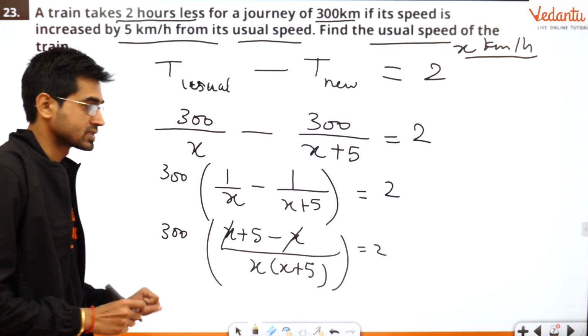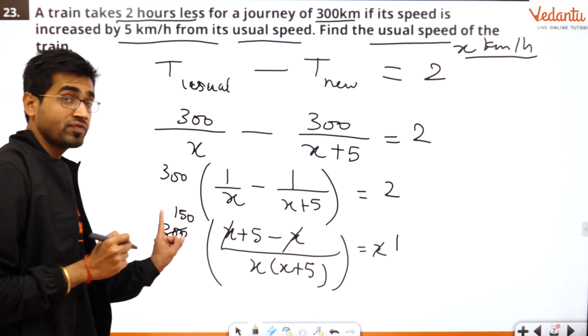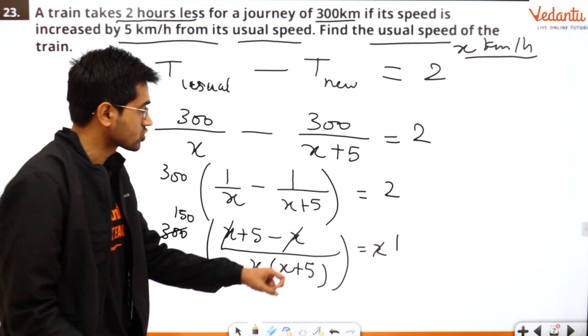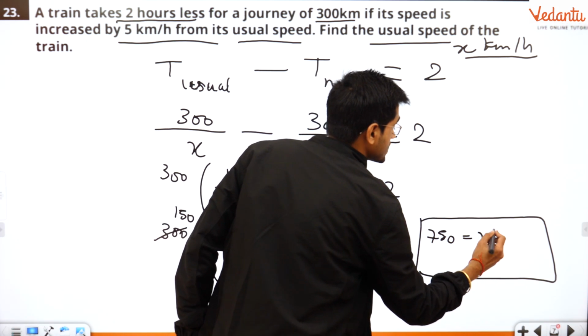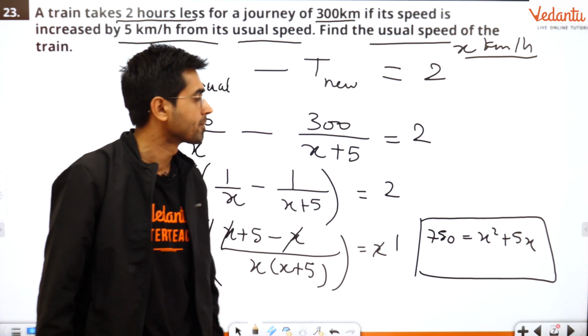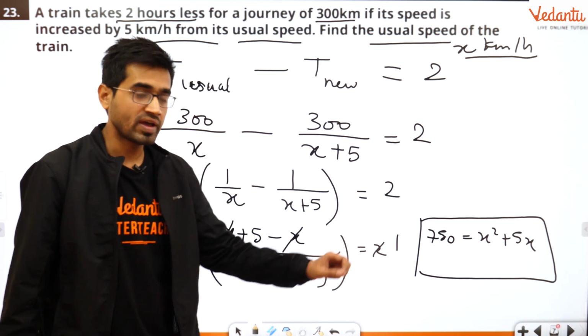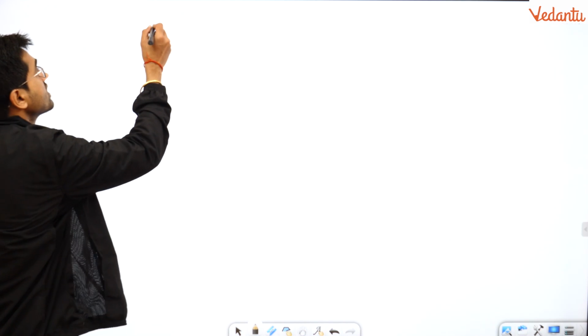So you can cancel this. 2 ones are 2, 2 150s are 300. Now 150 into 5 is 750. So 750 is equal to x square plus 5x. Wait, I'll tell you the trick also. Don't worry, I'm here. I'm going to solve it on the new page so that it is better for everyone.